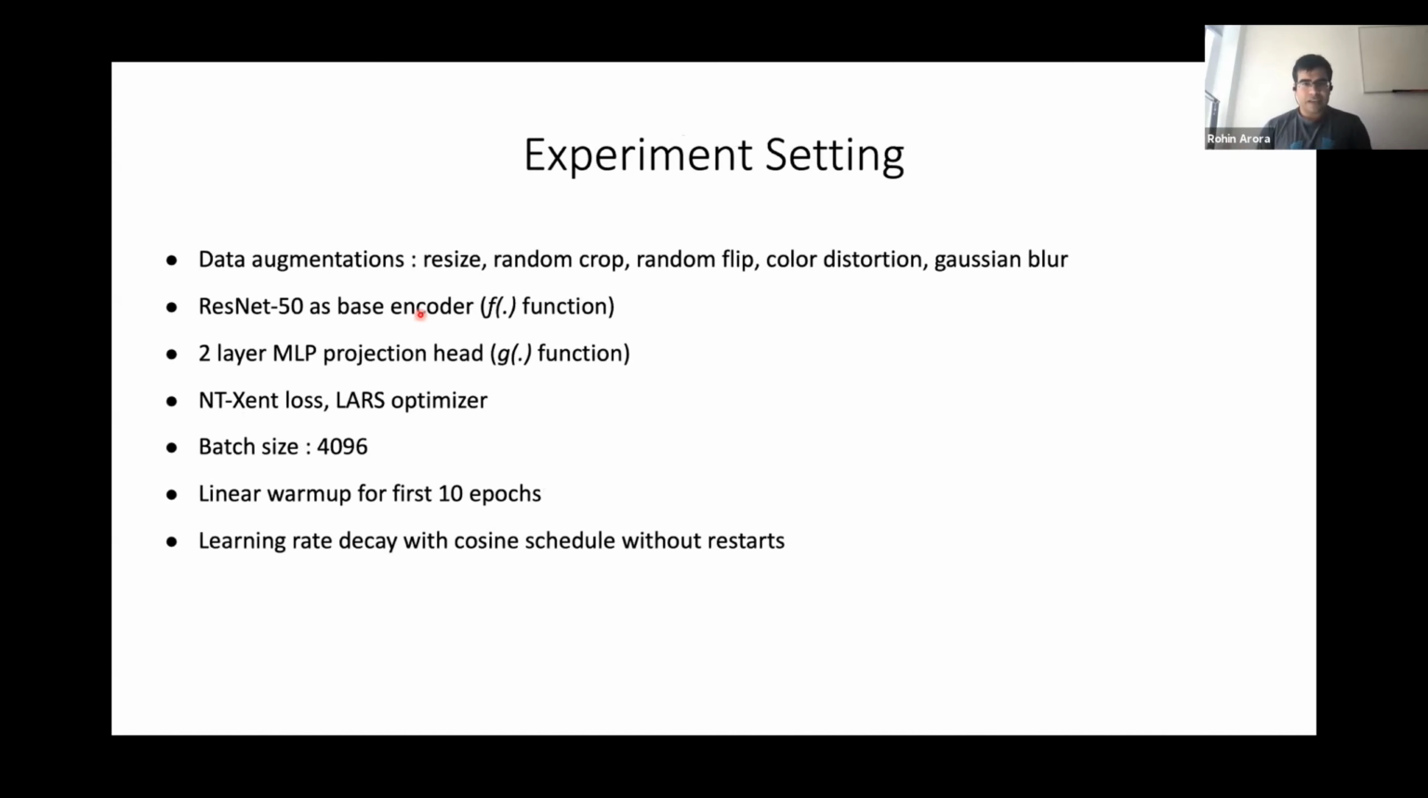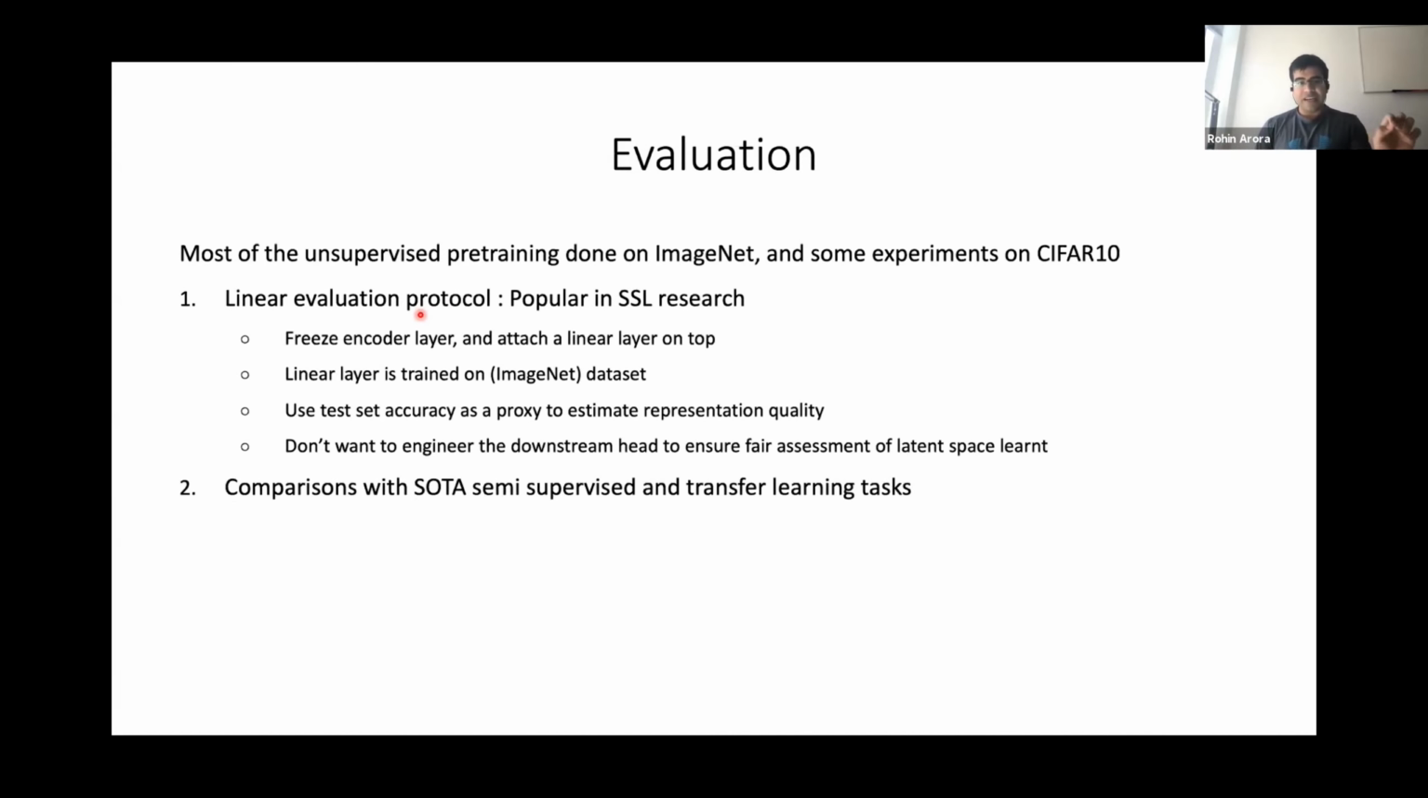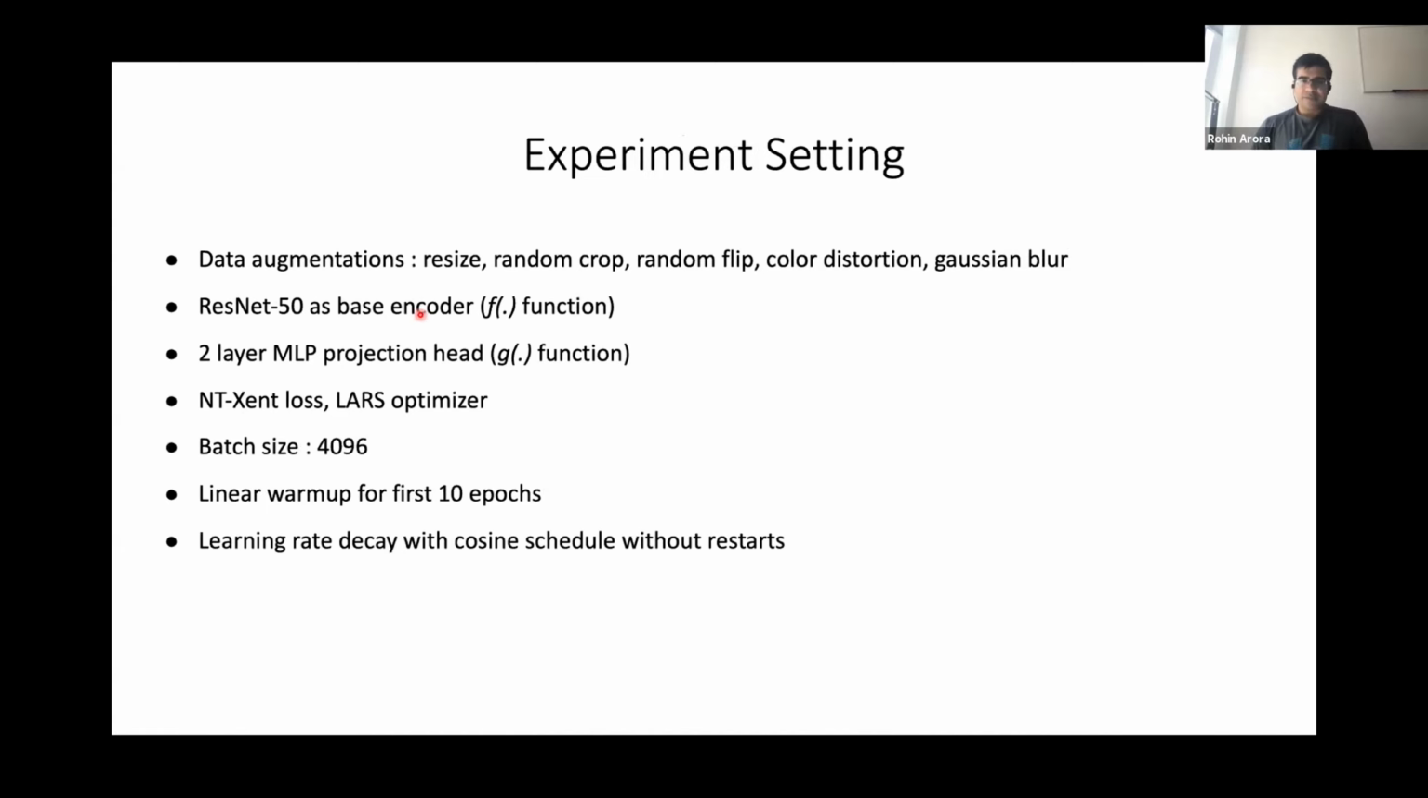So now I'll be going to the linear evaluation protocol results, which are really exciting, and that is the real takeaway from this paper. Experimental settings, as I mentioned: ResNet is our encoder, a simple 2-layer MLP as a projection head, NT-Xent loss function, LARS optimizer. 4096 was the batch size, but they extended it to 16K as well, with linear warm-up first and cosine learning rate scheduling without restarts.